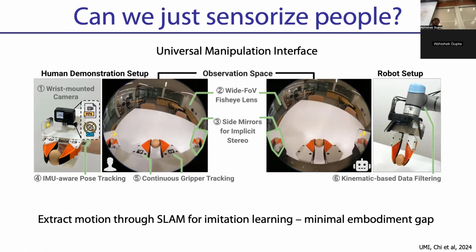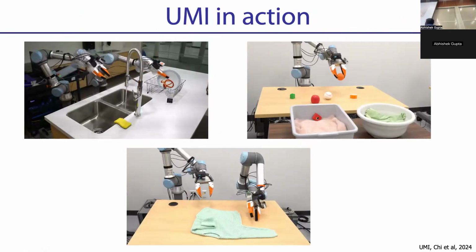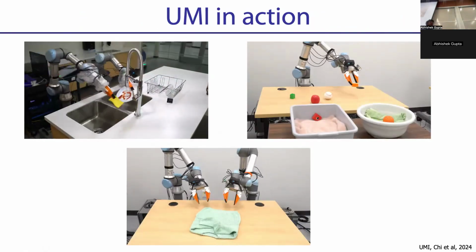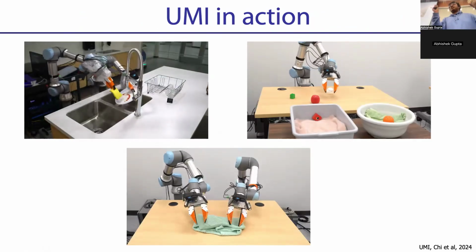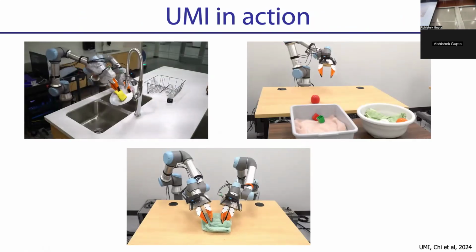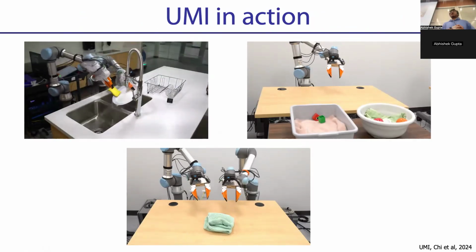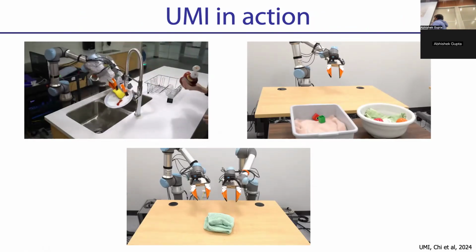And so many of the results we showed earlier collect data with this kind of interface, and that tends to work really well. Some of the examples we showed earlier in the class are also based on this kind of handheld gripper interface. People have been thinking about using gloves and sensorizing people and using exoskeletons and lots of interesting ways of collecting data faster and more accurately.